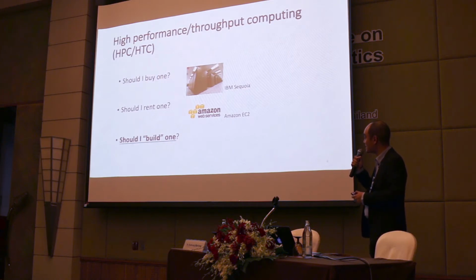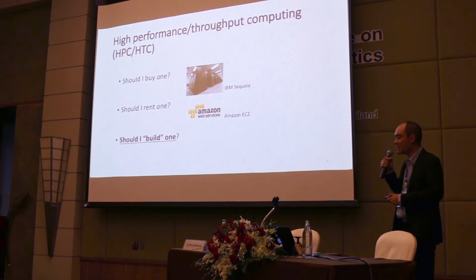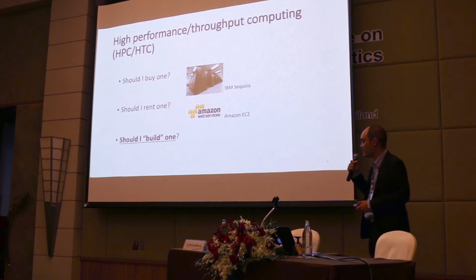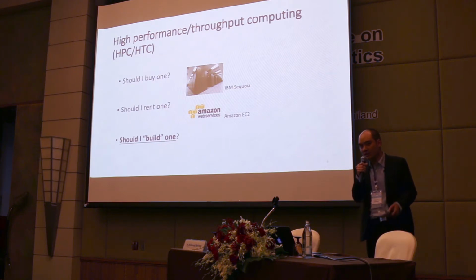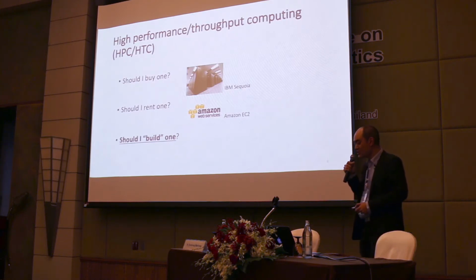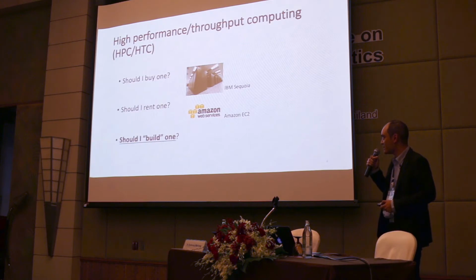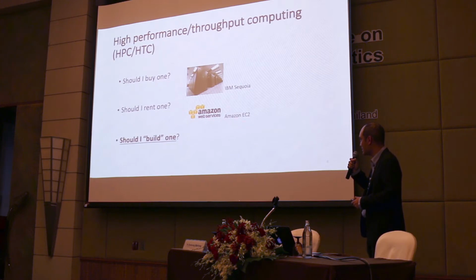For example, this is IBM Sequoia at the Lawrence Livermore National Laboratory in the US. For this setup, it will cost you $600 million, not including the maintenance and the electricity cost. You can buy a cheaper one, but it still costs you tens of thousands of dollars to set up. Or if you know how much you want to use, and you want to pay for how much you use, you can rent the runtime on a cloud computing service like Amazon EC2.